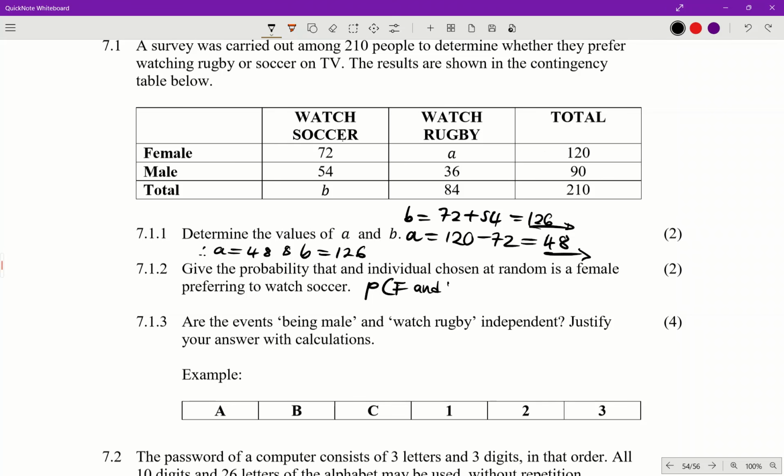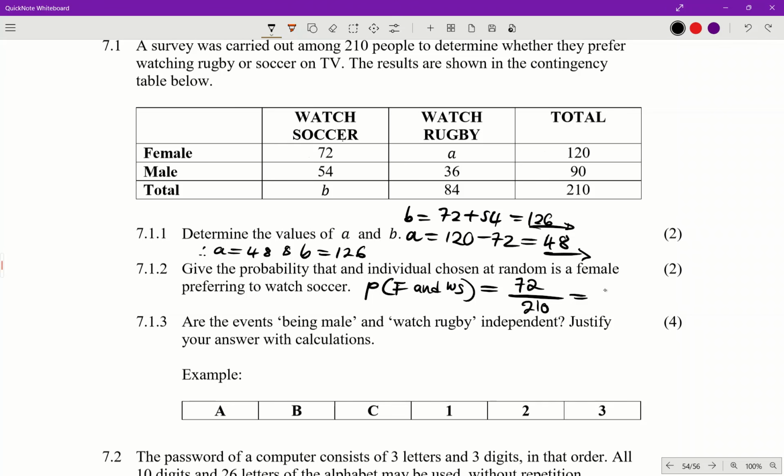That's gonna be 72 divided by the total. So the number of favorable outcomes is 72, which is female watching soccer, divided by the overall total, 210. So 72 divided by 210.